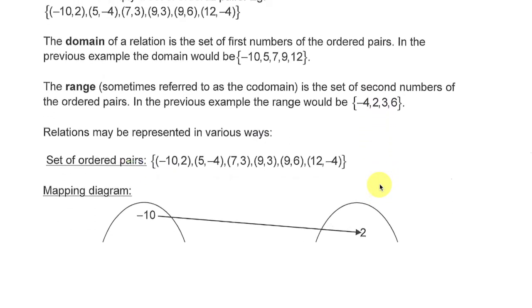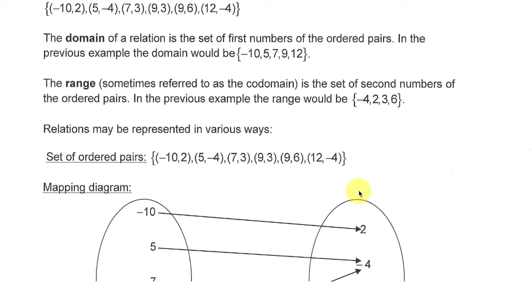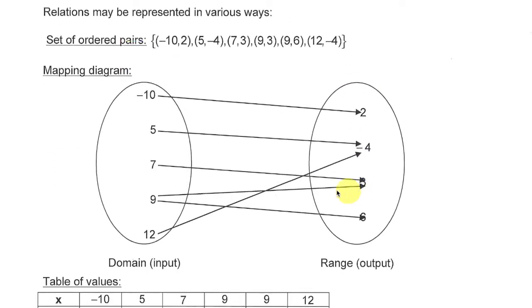Now the relation, the connection between these two variables can be shown in various ways. So as a set of ordered pairs, as a mapping diagram, so here we have our domain, there we have our range. Notice that the value 3 can be achieved by a 9, but also a 7 in this relation. The value 9 produces a 3 and also produces a 6. So there's our domain, there's our range.